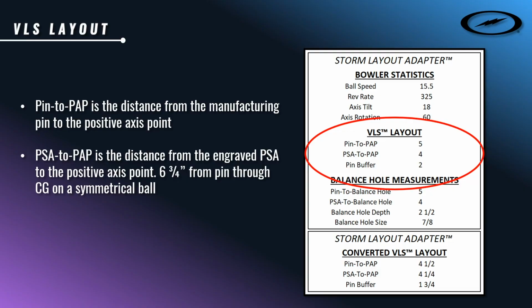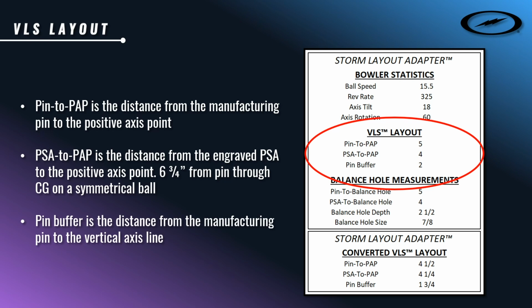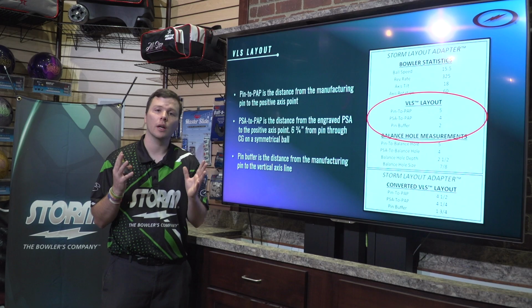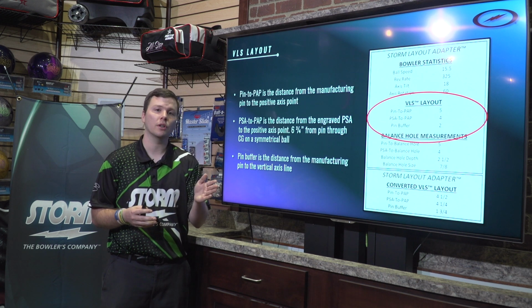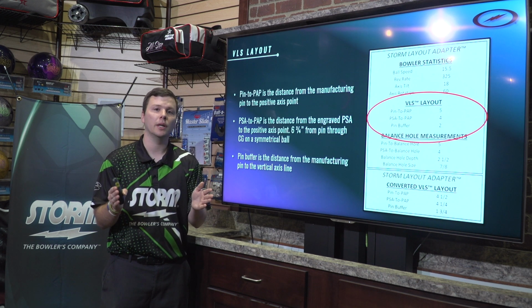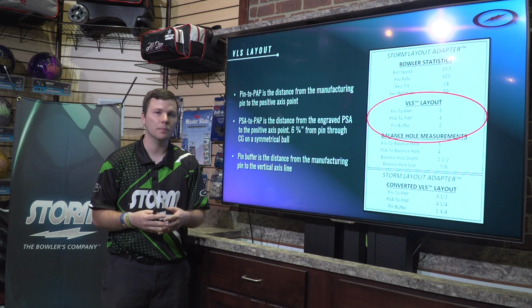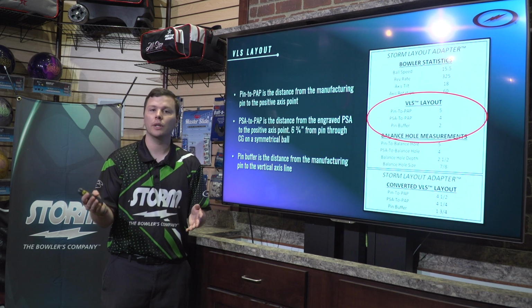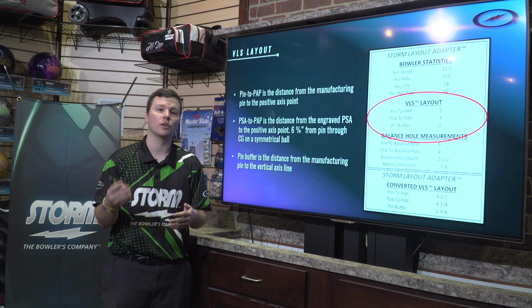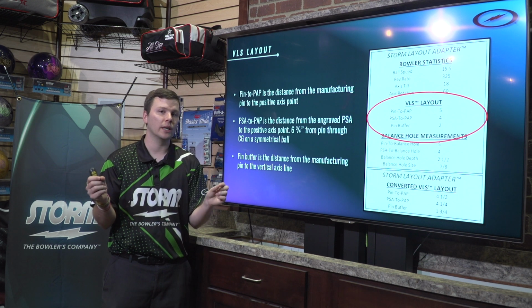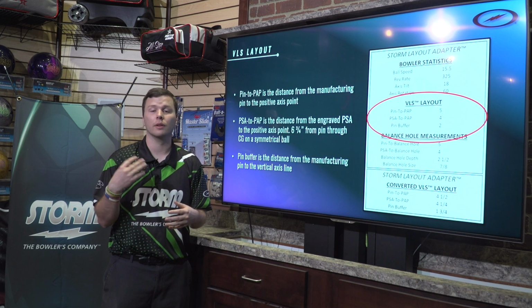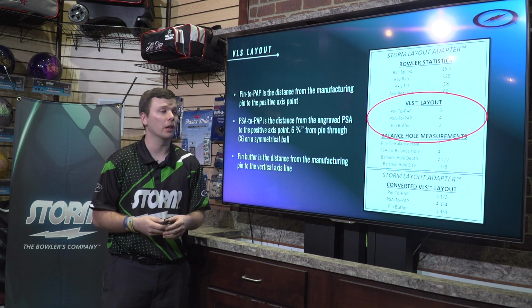Lastly, the pin buffer, that's the distance from the manufacturing pin to the vertical axis line. That measurement can range anywhere from 0 to the corresponding pin to PAP distance. It cannot exceed the pin to PAP distance because we know that the PAP is always going to be on the vertical axis line. There's no way to get that further away from that line if the point of origin is already on the line.